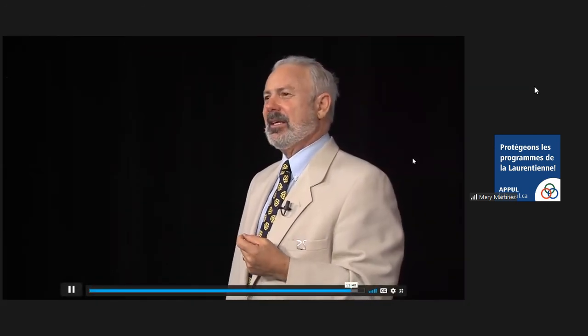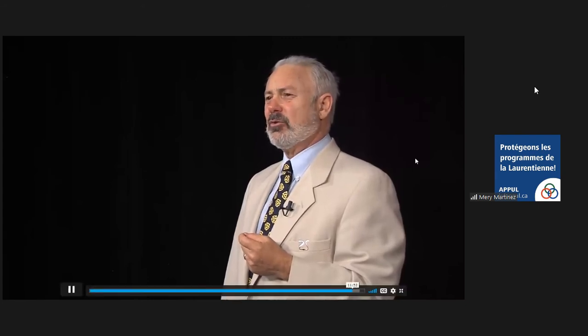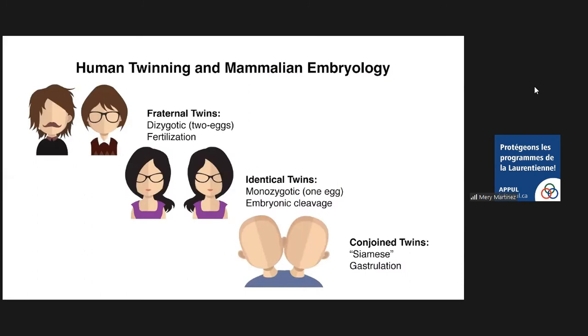So twinning, the different types of twins, can be explained as events occurring during different stages of mammalian development. Fraternal twins, two-egg twins, arise during fertilization. Monozygotic, single-egg, identical twins arise during embryonic cleavage, and conjoined twins probably arise during gastrulation.